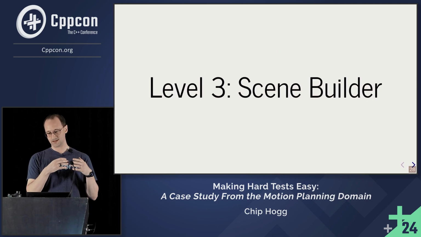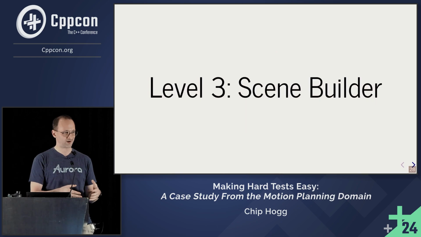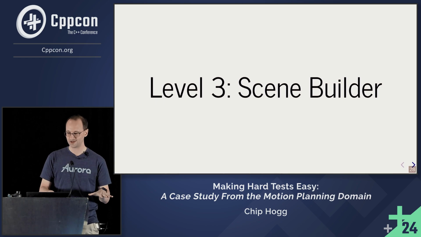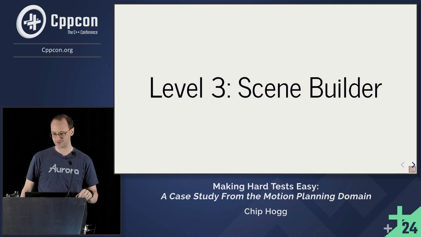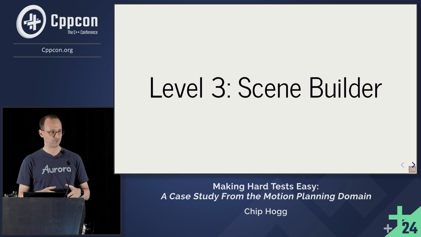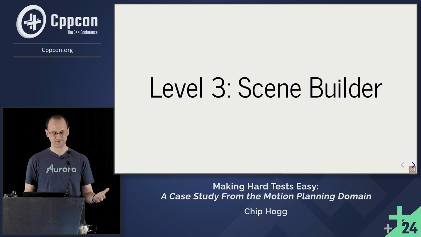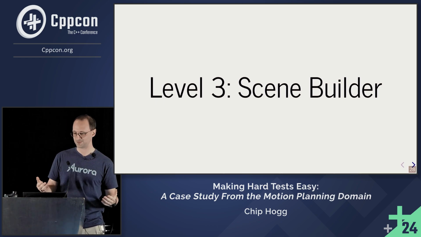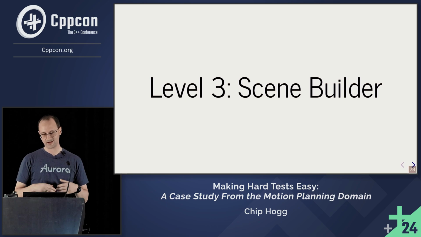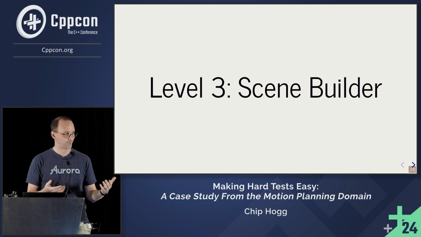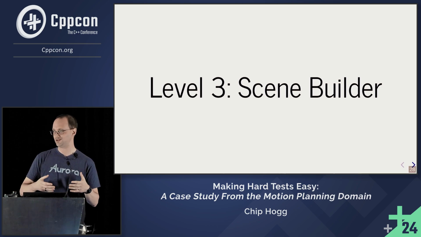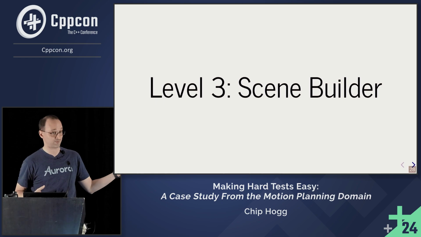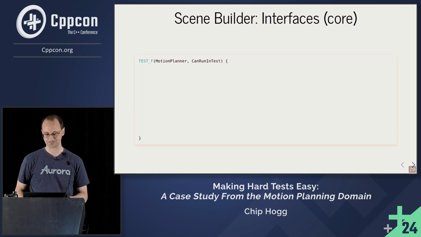So now we have user-friendly poses, paths, and motions, that's level 1. Some solution for map data that gives us meaningful paths, that's level 2. It's time for level 3. Let's write some actual tests, okay? We have reached that stage. And for motion planning test cases, these are typically phrased in terms of a situation, in terms of a scene. So level 3 is going to be the scene builder.